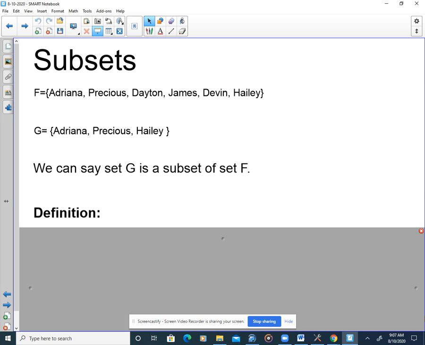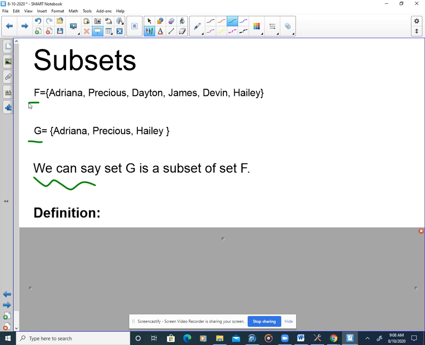Welcome back. Today we're going to learn about this concept called subsets. Up here I have two sets, set F and set G. Set F contains the elements Adriana, Precious, Dayton, James, Devin, and Haley. Set G contains the elements Adriana, Precious, and Haley. We can say set G is a subset of set F.